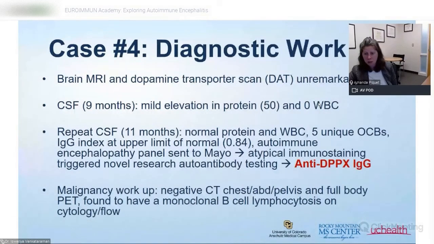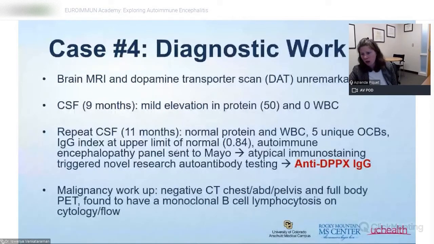When he was hospitalized at month 11, he had repeat CSF studies, which demonstrated, again, normal protein, normal white blood cell count. However, oligoclonal bands were done this time, and he had 5 unique oligoclonal bands and an elevated IgG index, so some more subtle signs of inflammation here.